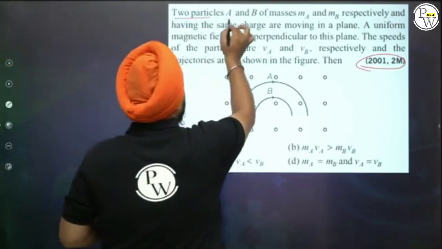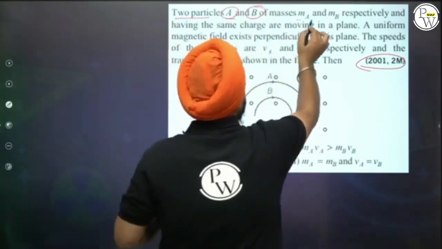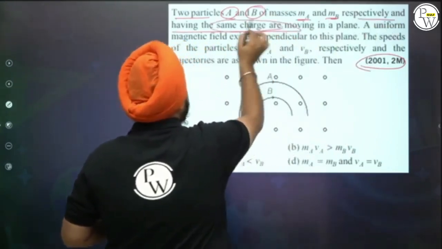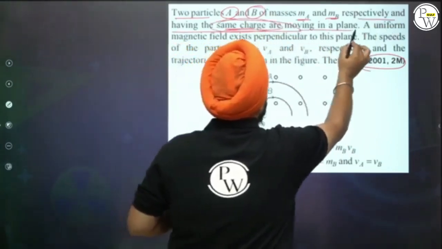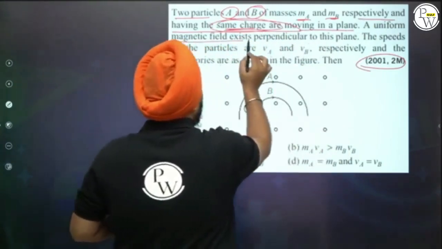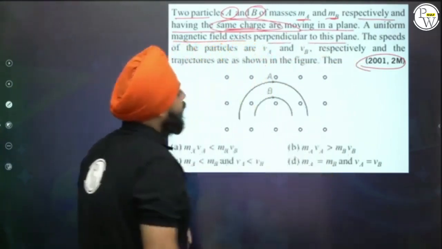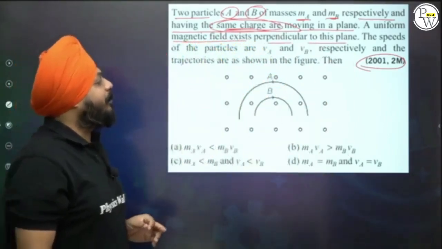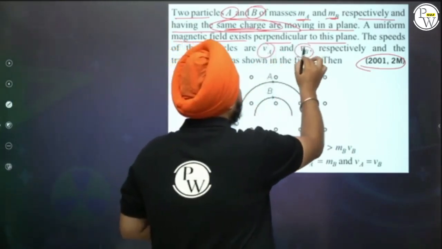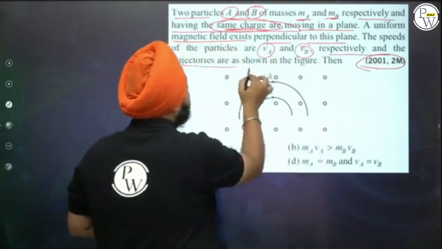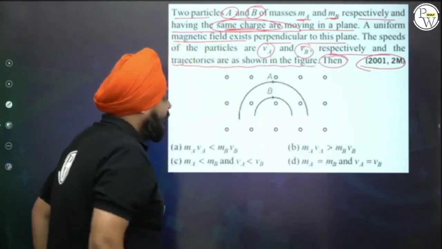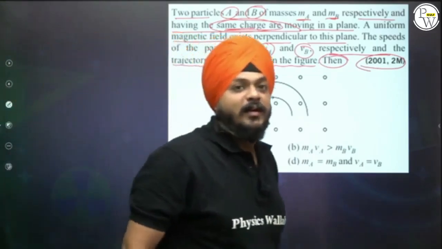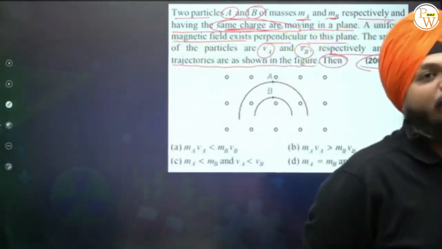Two particles A and B of masses Ma and Mb respectively, having the same charge, mark my words, having the same charge, are moving in the plane. A uniform magnetic field exists perpendicular to the plane, shown by dots. The speeds of the particles are Va and Vb respectively, and the trajectories are shown in the figure. Then we have to select the correct option.